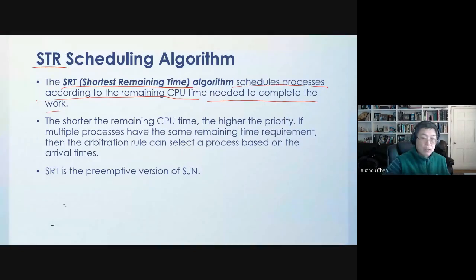We talk about the scheduling for various different scenarios. In a batch system, we talk about the various different scheduling algorithms. The simplest one is called first come, first serve, or first in, first out. So we call it FIFO.